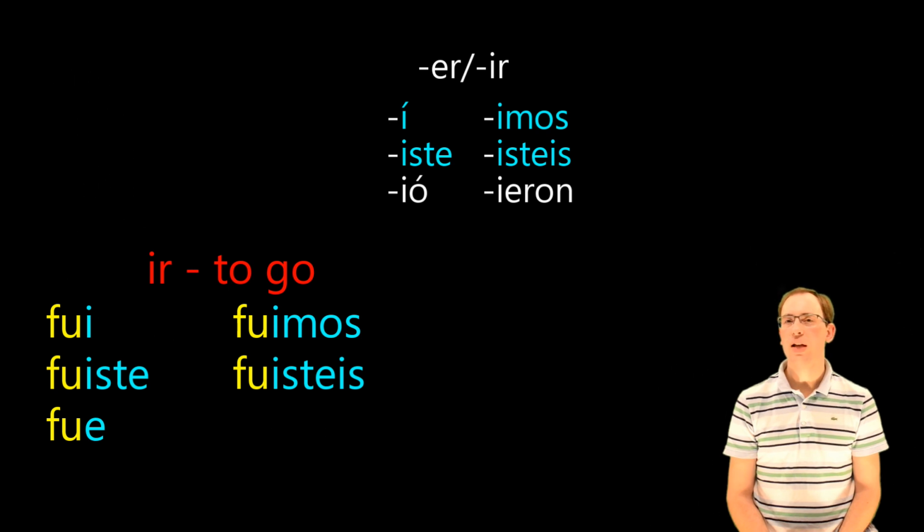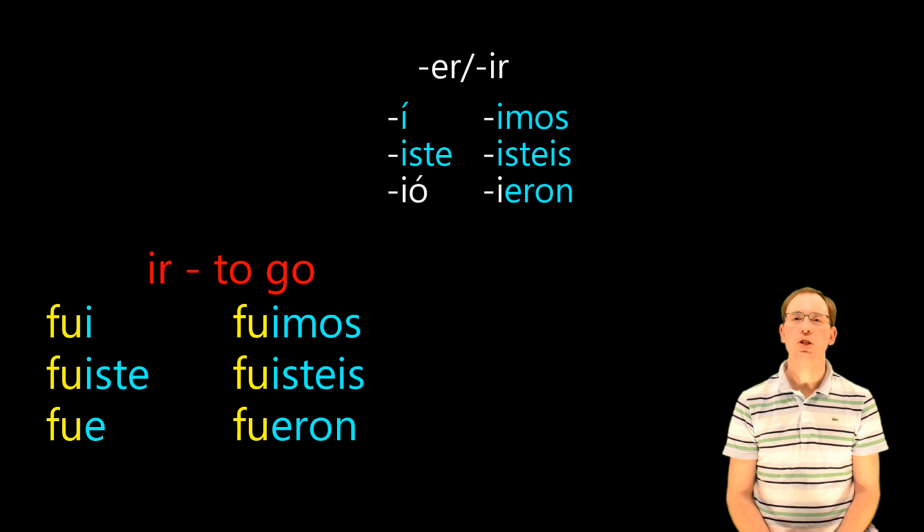And then for the ustedes, ellos, ellas form, we have to modify that er-ir ending a little bit by getting rid of the I, and that ending is going to be fueron. So altogether, fui, fuiste, fue, fuimos, fuisteis, fueron.